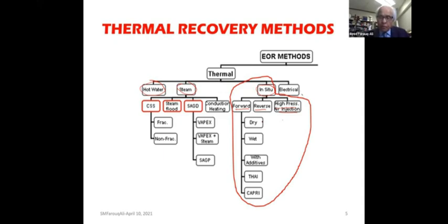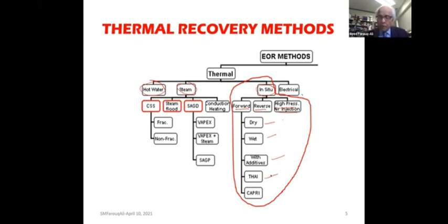Forward combustion can be dry or wet. Sometimes they use additives, and then THAI, toe to heel air injection, is a special variation of in situ combustion, and Capri is still another variation of in situ combustion.